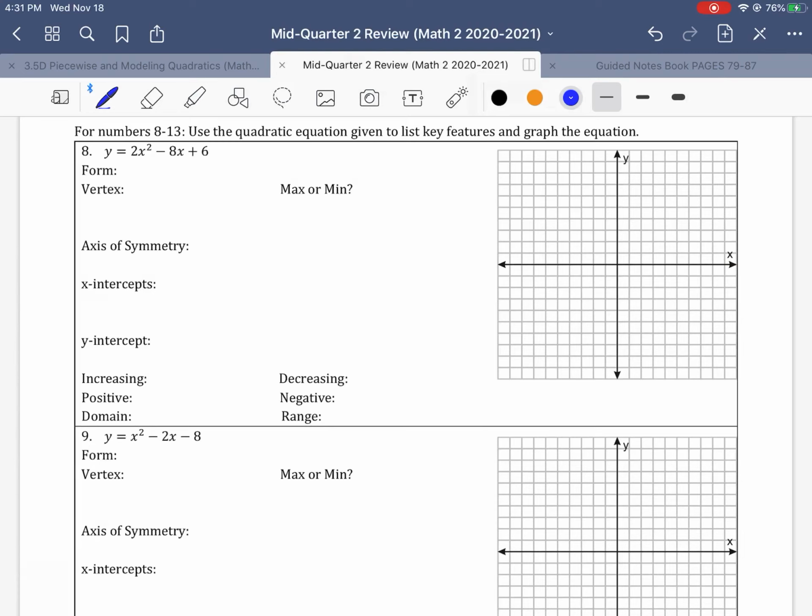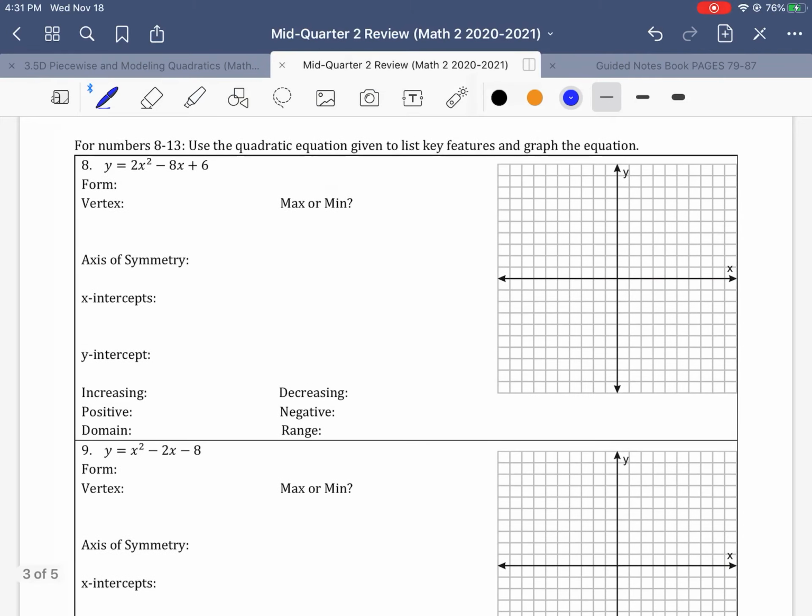So I'm going to walk through this first one. Again, the key for all of these are posted in Canvas. I'm just going to walk through a couple to give you a good idea of how to think through each problem. So the first one that we're looking at, we're given this function y is equal to 2x squared minus 8x plus 6, and we're asked to identify its form. Then once we find the form, we're going to find the vertex and each of these key features.